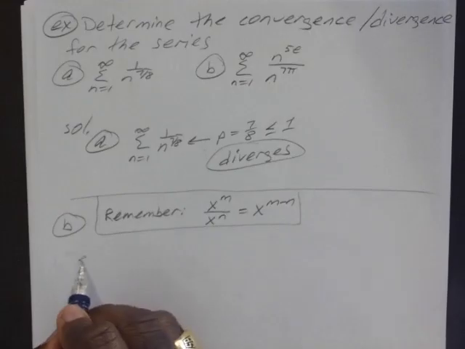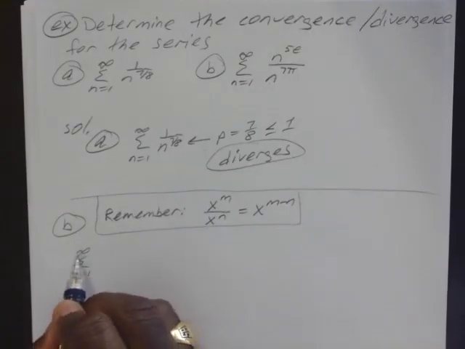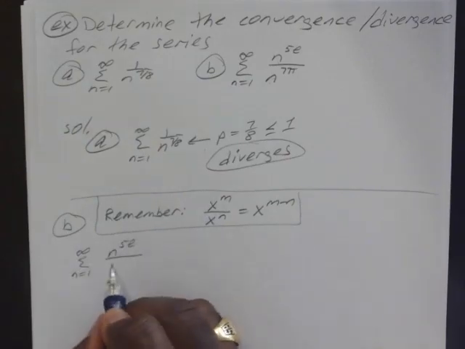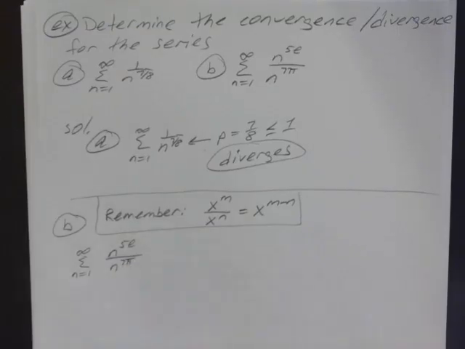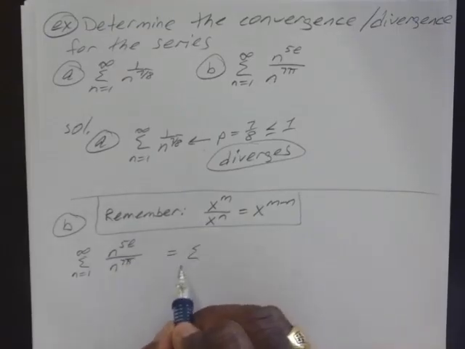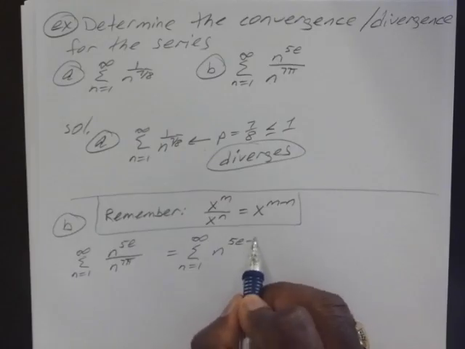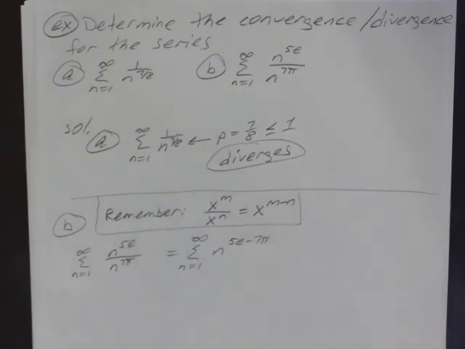So that means if we have the sum from n equals 1 to infinity of n to the power of 5e divided by n to the power of 7 pi, that's just equal to the sum from n equals 1 to infinity of n to the power of 5e minus 7 pi. But we don't need it as n to the power of something. We need it as 1 divided by n to the power of something. So we still have to tweak it a little bit more.